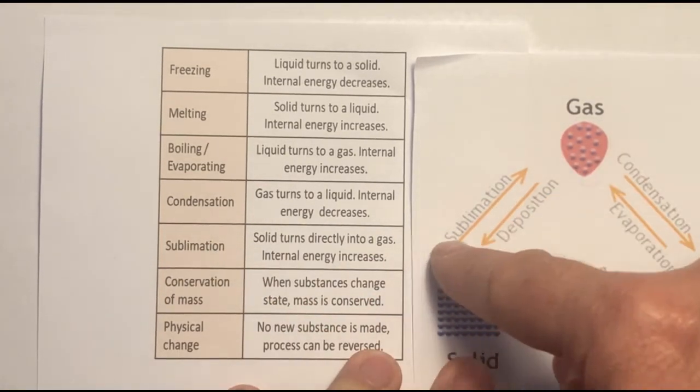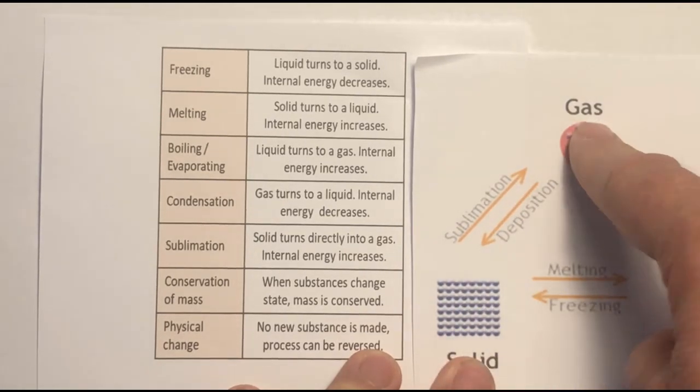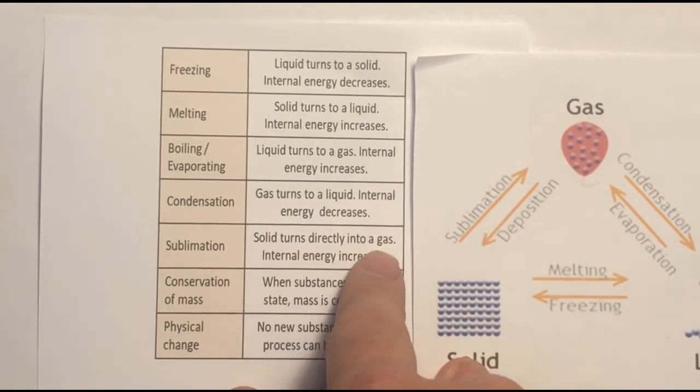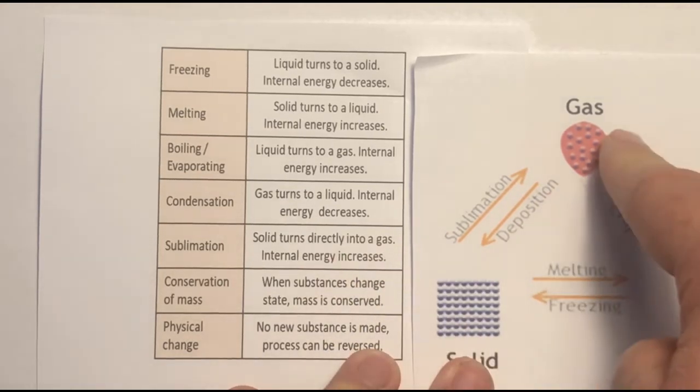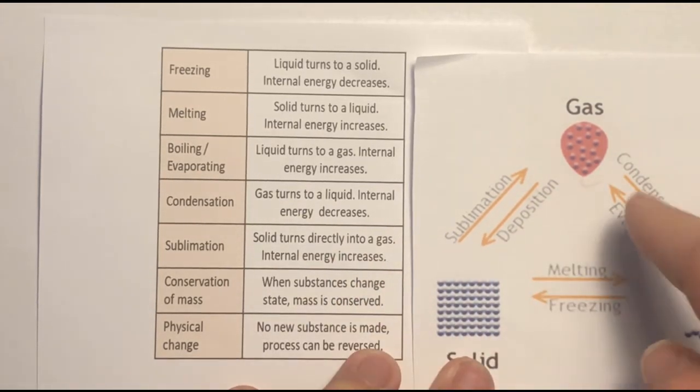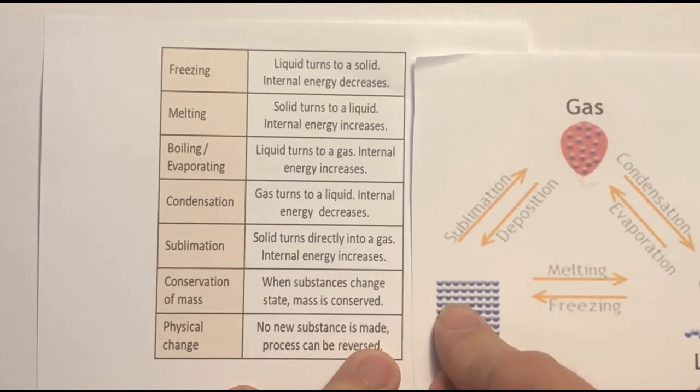Sublimation: less energy, more energy. The solid turns directly into a gas, so the internal energy increases. Deposition, even though it's not on this table here: more energy, less energy, so therefore the energy decreases.